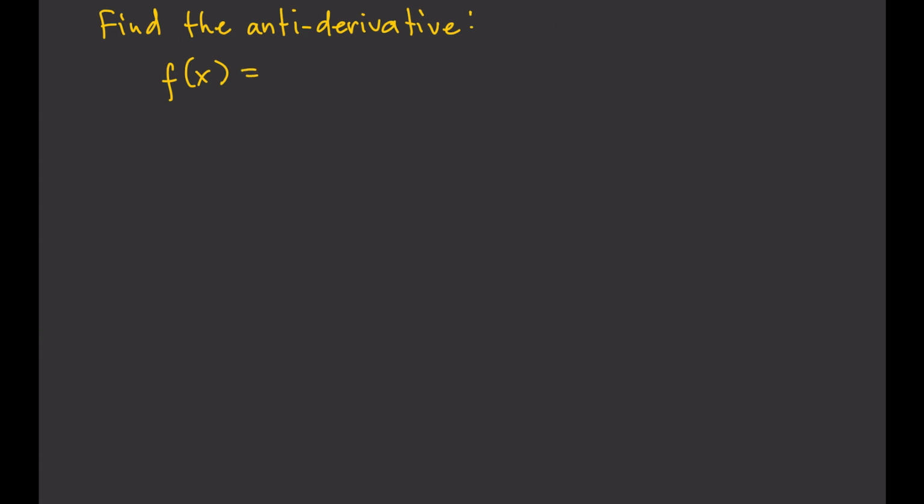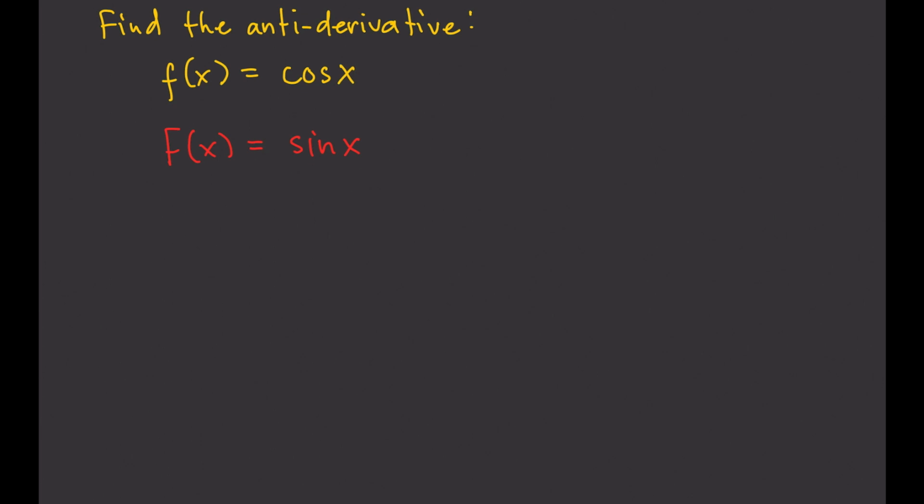Say f of x equals cosine of x. Now this is very straightforward. What function gives us cosine x when we differentiate? Well, that function will be sine of x, right? Because if we differentiate sine of x, it will give us cosine of x.